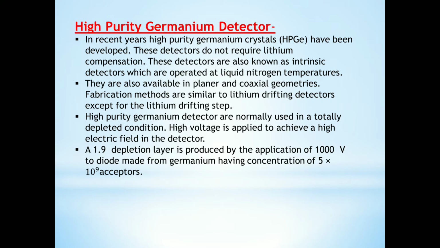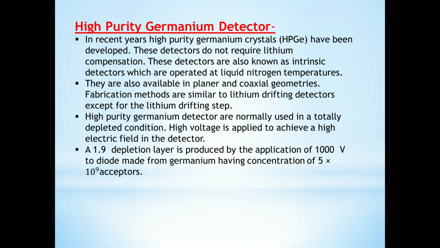What is liquid nitrogen temperature? The liquid nitrogen temperature is minus 196 degrees Celsius. Similarly to the germanium diode detector, where we saw that germanium has planar and coaxial geometry, here also the high purity germanium detector has planar and coaxial geometry.